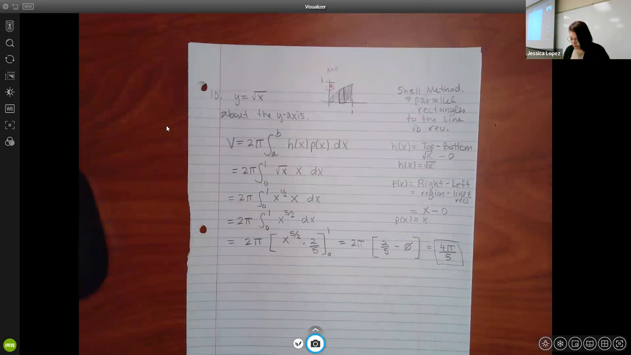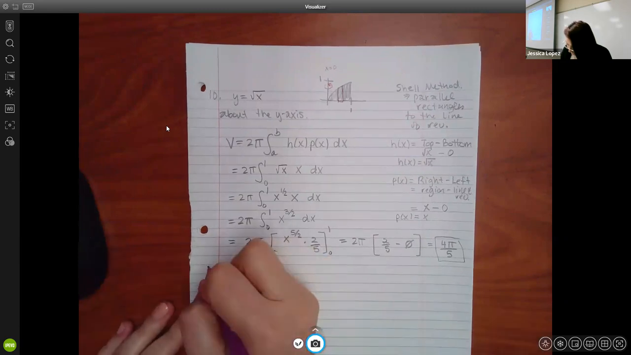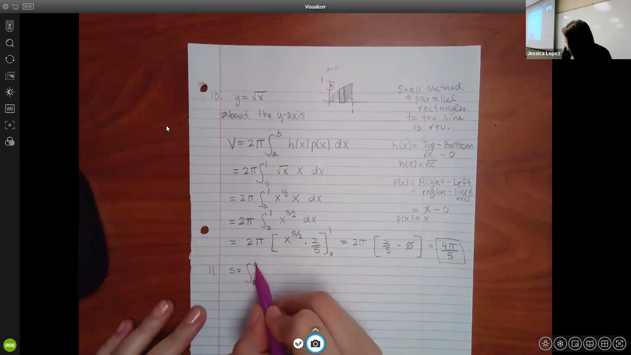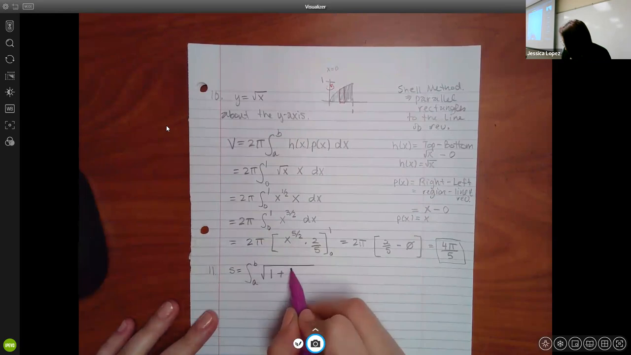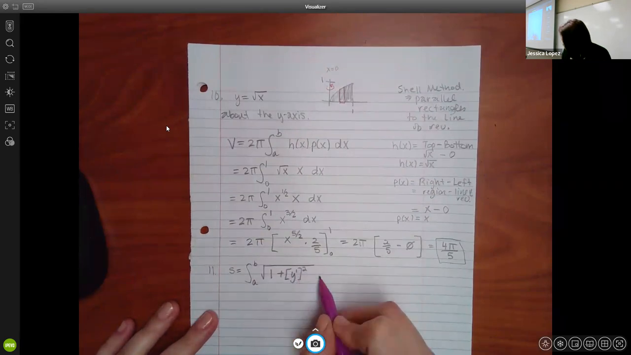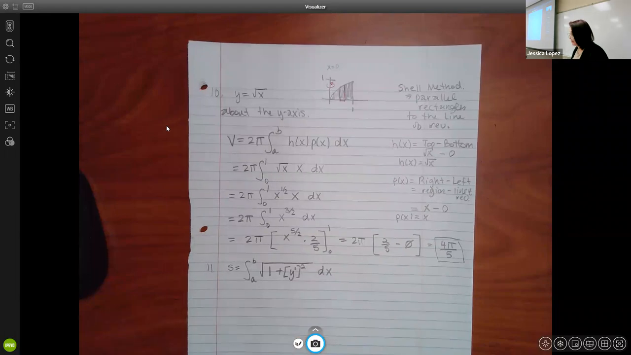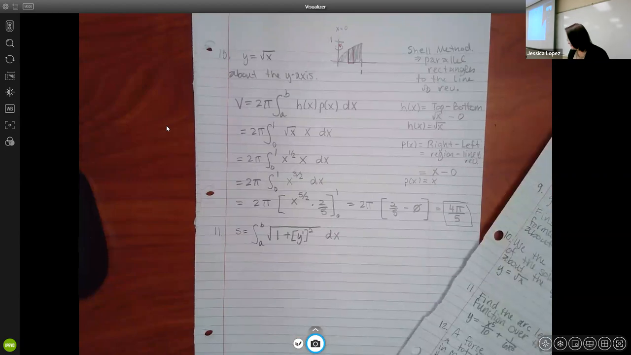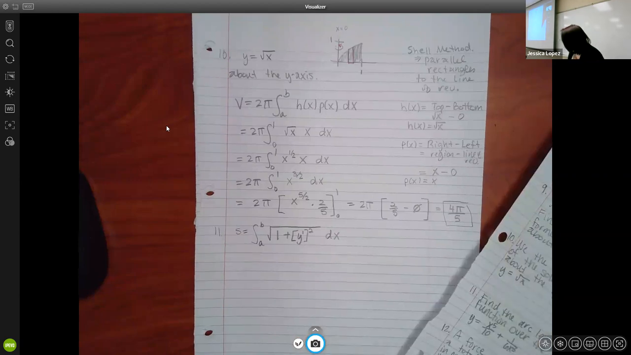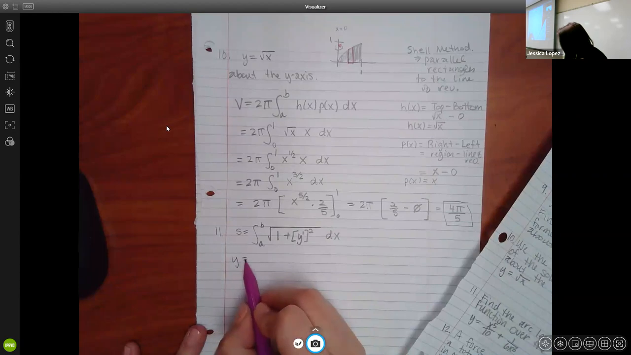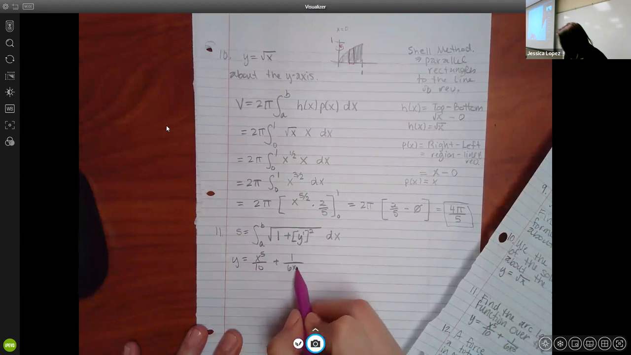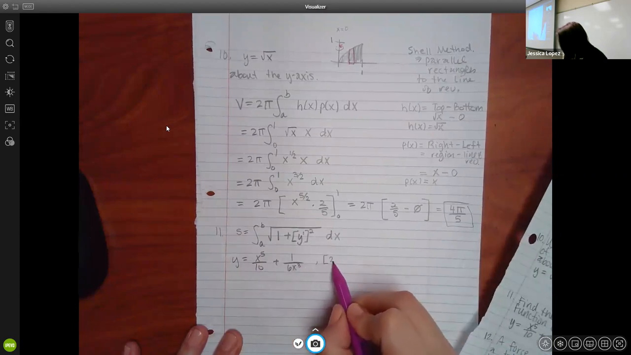I remember the formula for arc length: the integral of the square root of 1 plus y prime squared dx. That's for our point. Now the question for number 11 says, find the arc length of the graph of the function over the indicated interval. The function they give us is this function, and the interval is 2 to 3.